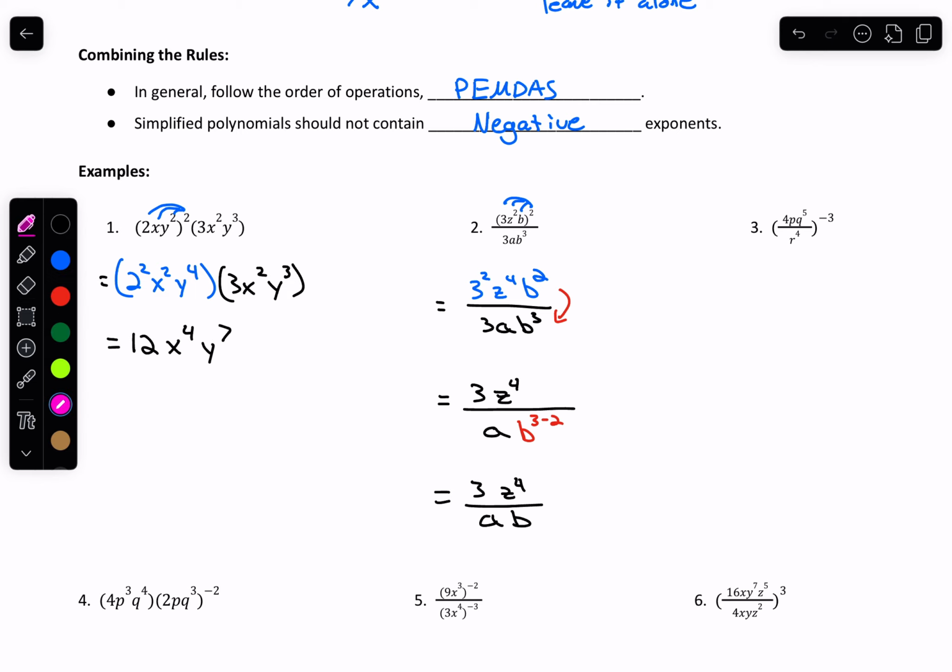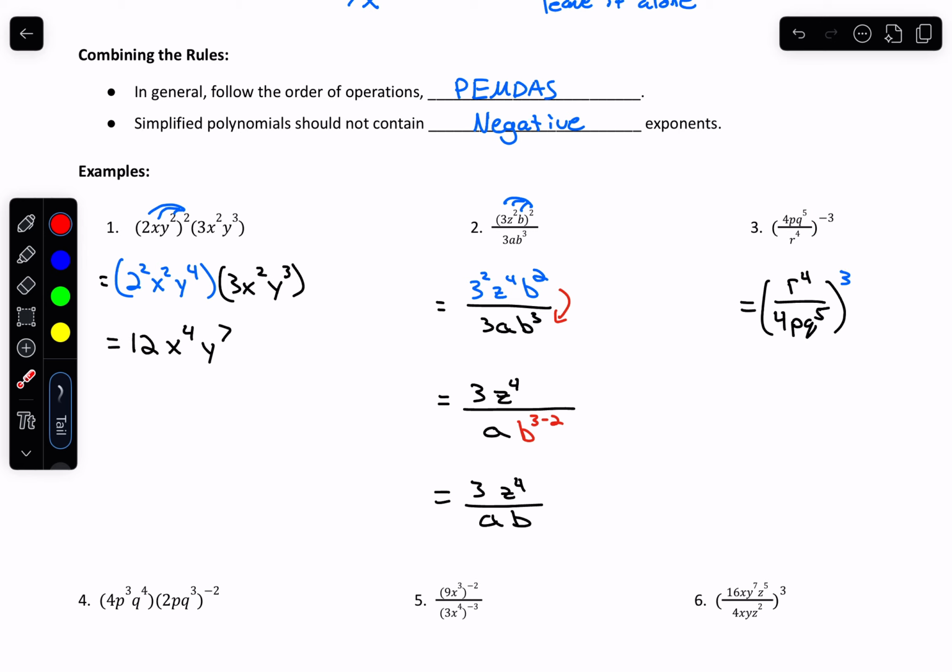All right, next one. We have 4pq to the 5th over r to the 4th, all to the power negative 3. What I'm going to do is use the rule of negative exponents I showed you, where when you have a fraction raised to a negative exponent, we can flip the fraction to make it its reciprocal. So r to the 4th over 4pq to the 5th, and now I'm going to write a new exponent of positive 3. So I flipped the fraction, I did the reciprocal of what's inside, and then I made the exponent positive instead.